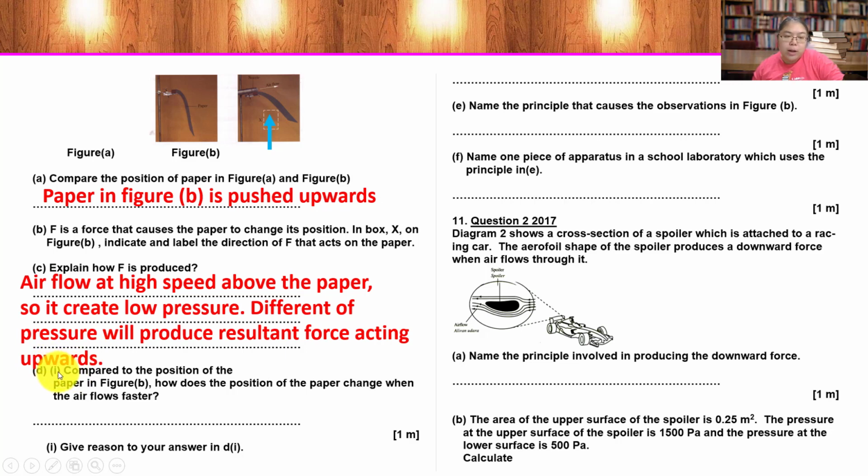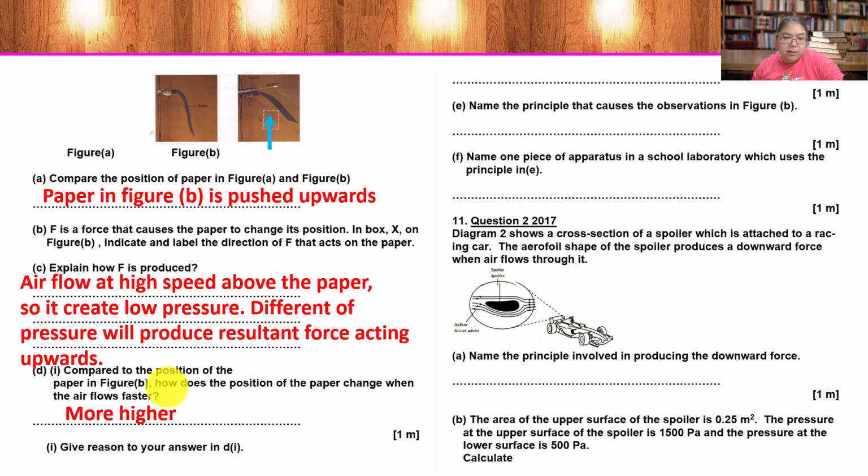D1, we need to compare the position of the paper in figure B. How does the position of the paper change when the air flows faster? Air flowing faster means the pressure becomes lower and lower. If the pressure becomes lower and lower, your resultant force is very large. You can push the paper more upwards, so it will go higher.